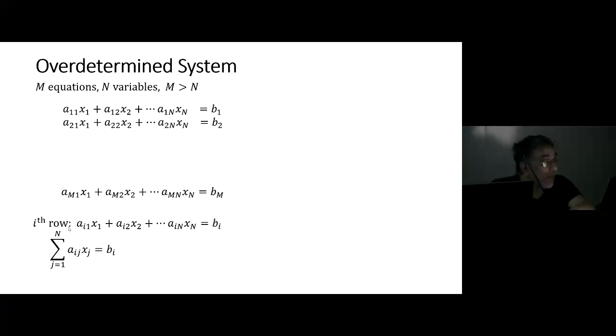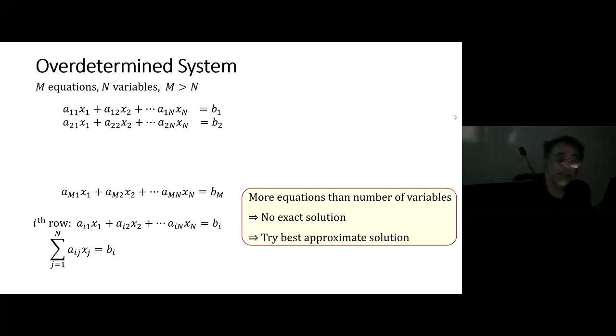Anyway, I'll write down the ith row. This is the general ith row: a i1 x1 plus dot dot dot until a in xn equals bi. Or this is the expression for the ith row: summation over j, aij xj equals bi. And like I said, since we have more equations than variables, we cannot simultaneously satisfy all these equations. So our objective is to try to find the best approximate solution.